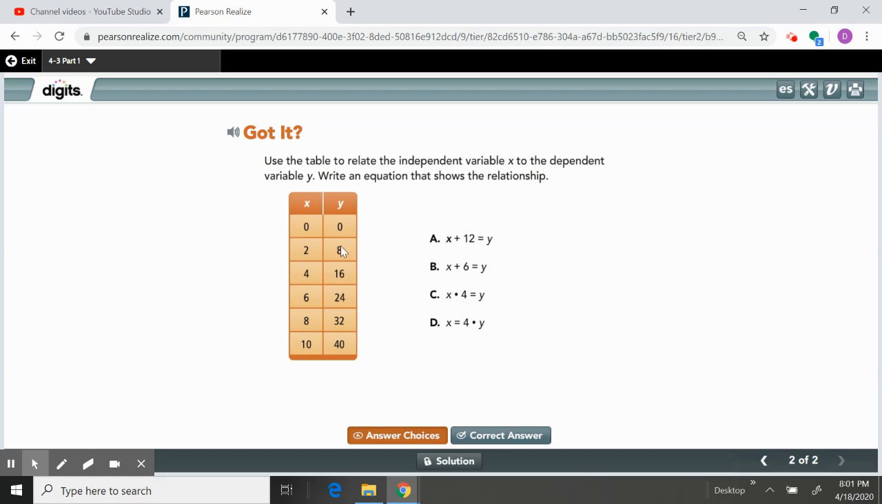So how about X times 4? Let's try that. 0 times 4, does that equal 0? Yeah. 2 times 4, does that equal 8? Yeah. 4 times 4, does that equal 16? Yeah. So maybe that's it. How about X equals 4 times Y? 0 equals 4 times 0? Yeah. How about X, 2, does that equal 4 times 8? 4 times 8 is 32, so no. So I'm guessing it's going to be C.